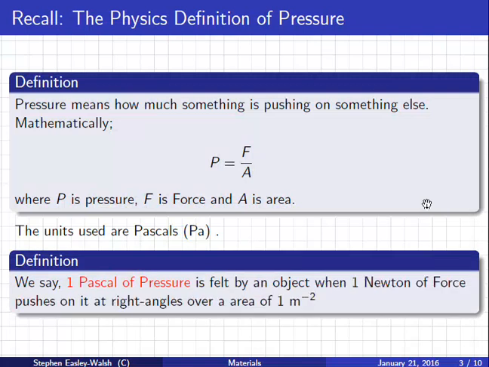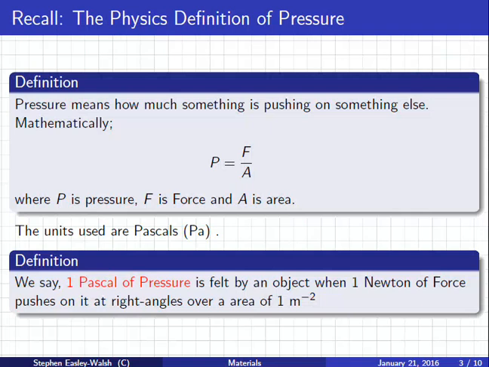Now, just remember, we've done this definition already. Pressure is how much something is pushing on something else. As a formula, pressure is force over area. Force is F, A is area. What are the units for pressure? Pascal. So we say 1 Pascal of pressure is 1 Newton of force over 1 meter squared.